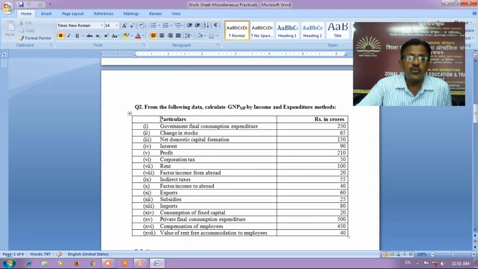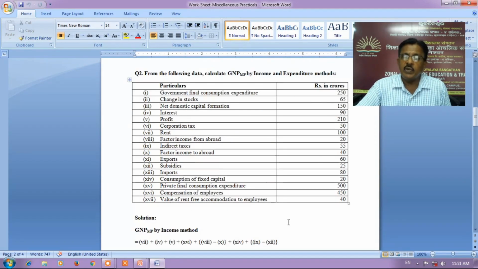Then question number 2. From the following data, calculate GNPMP by income and expenditure. So you see, items are given. Again, you have to locate some of the income related items, and some items are expenditure related items.